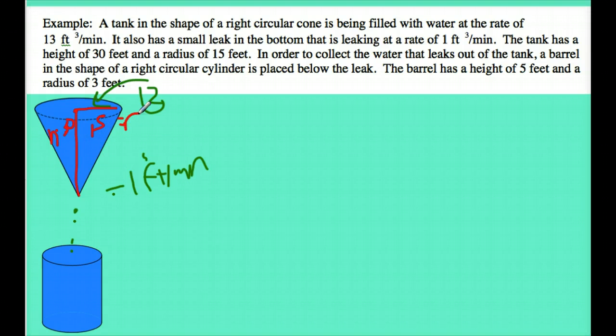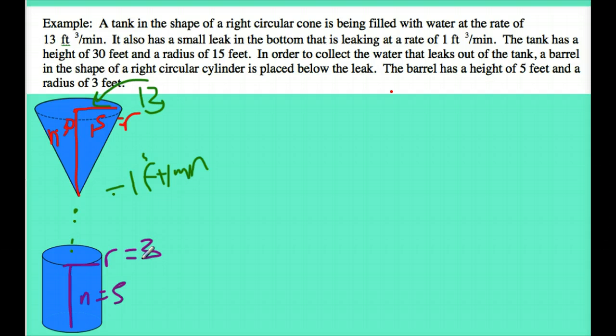In order to collect the water that leaks out of the tank, a barrel in the shape of a right circular cylinder is placed below the leak. The barrel has a height of 5 feet. So this barrel right here has a height of 5 feet, and it has a radius of 3 feet. So that's some of the information we've gathered.